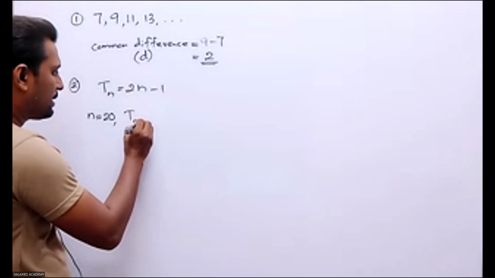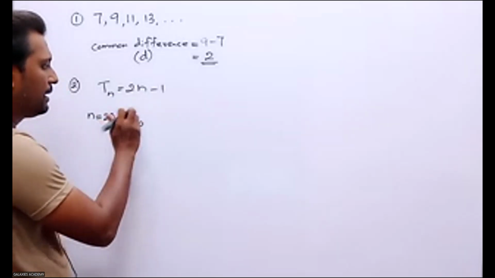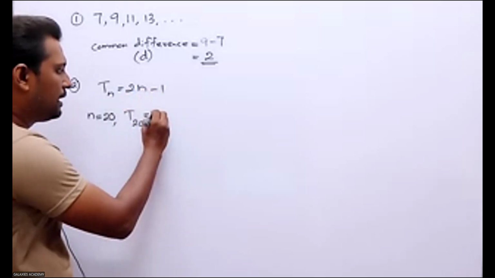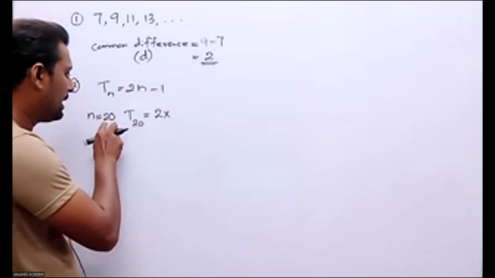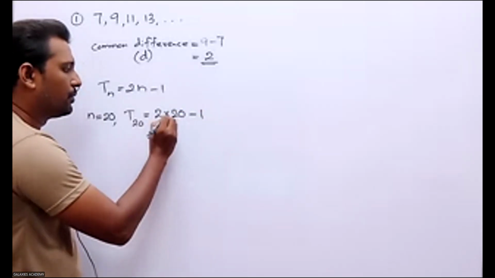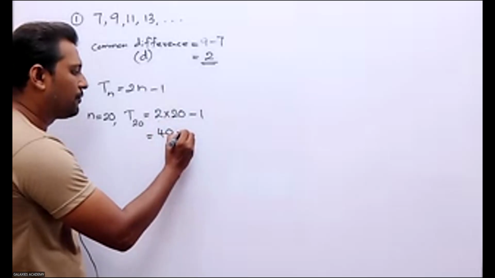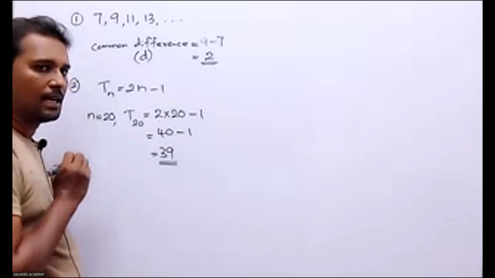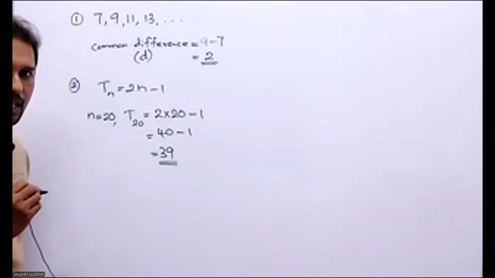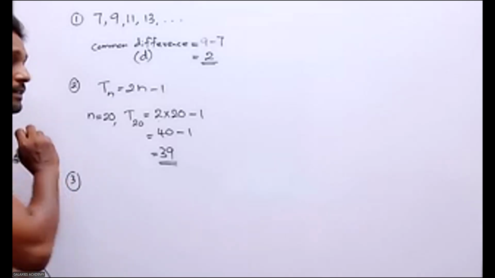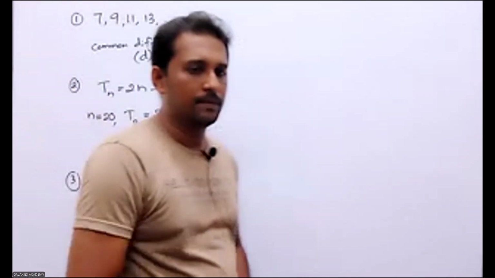So the 20th term I can write as T20 equals 2n minus 1, where 2n means 2 multiplied by n. n is 20, minus 1. 2 times 20 is 40, 40 minus 1. So what is the answer? 39. The answer is 39. It is the second question answer of this paper.